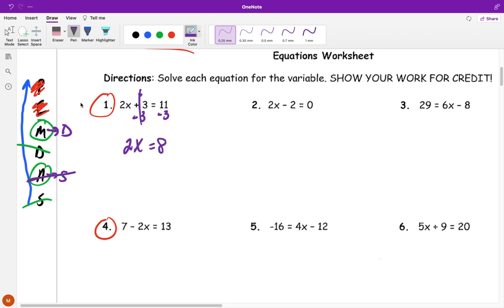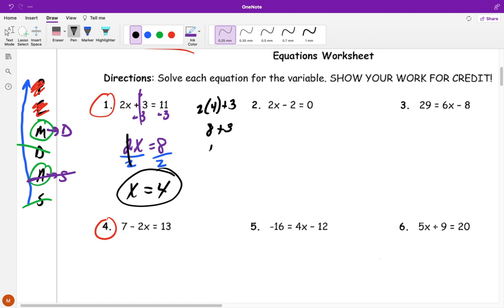And now I can cross it out because I did it. Now I move on and say, the next one I said was multiplying. To get rid of multiplying is division. What number am I multiplying by? It's 2x, so I'm multiplying by 2. So I need to divide by 2. And 8 divided by 2 is equal to 4. So there's my final answer. And I can plug it back in to check. Does 2 times 4 plus 3 equal 11? Well, 2 times 4 is 8, and 8 plus 3 is equal to 11. And that's what we said it was in the beginning.